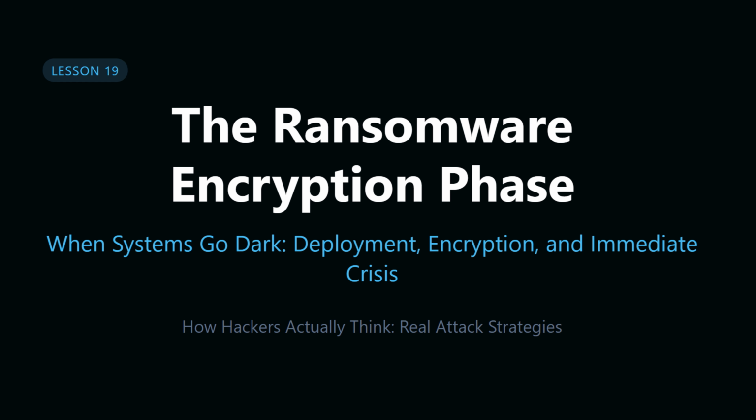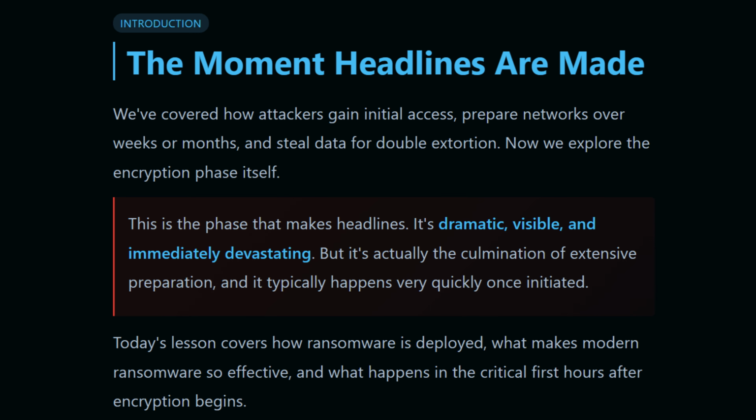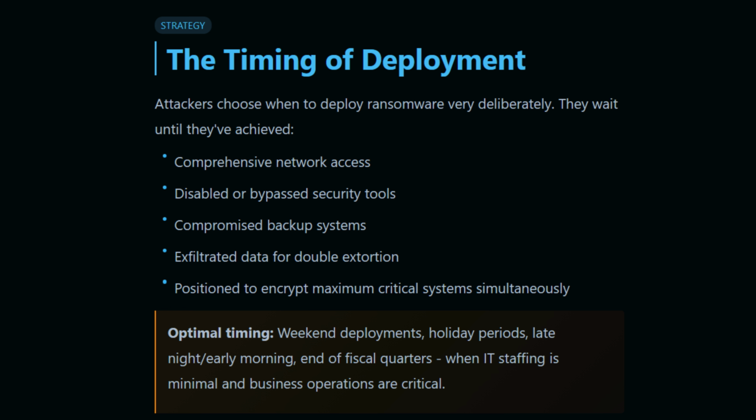We've reviewed how attackers gain initial access, prepare networks over weeks or months, and steal data for double extortion. Now we're going to explore the encryption phase itself, the moment when ransomware actually deploys and systems across the network suddenly become inaccessible. This is the phase that makes headlines. It's dramatic, visible, and immediately devastating, but it's actually the culmination of extensive preparation, and it typically happens very quickly once initiated.